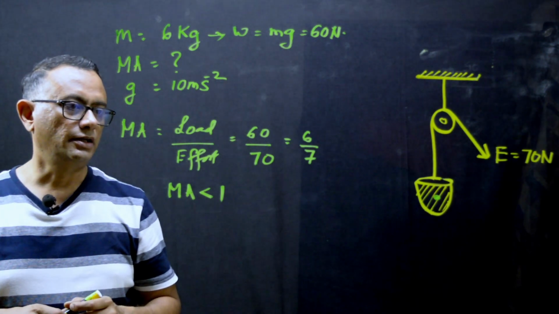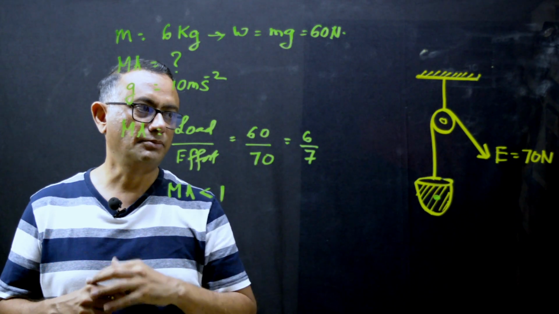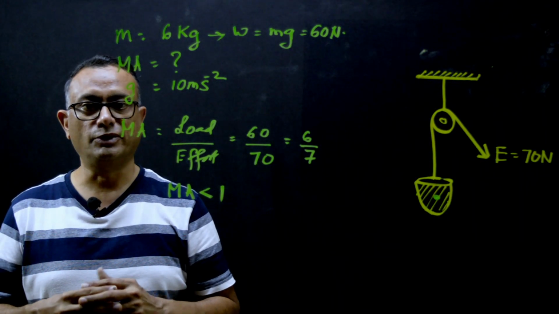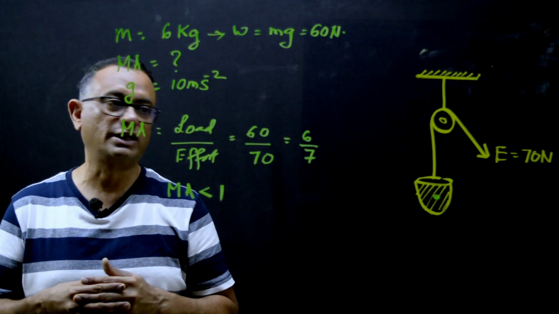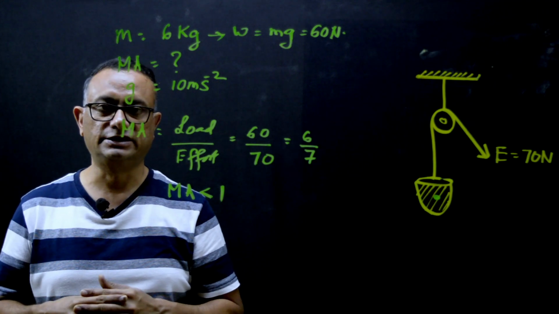So the takeaways from here is that there is a certain amount of efficiency in the pulley system. Efficiency need not be 1. Efficiency can be less than 1 as well. And this is how we can compute the mechanical advantage.